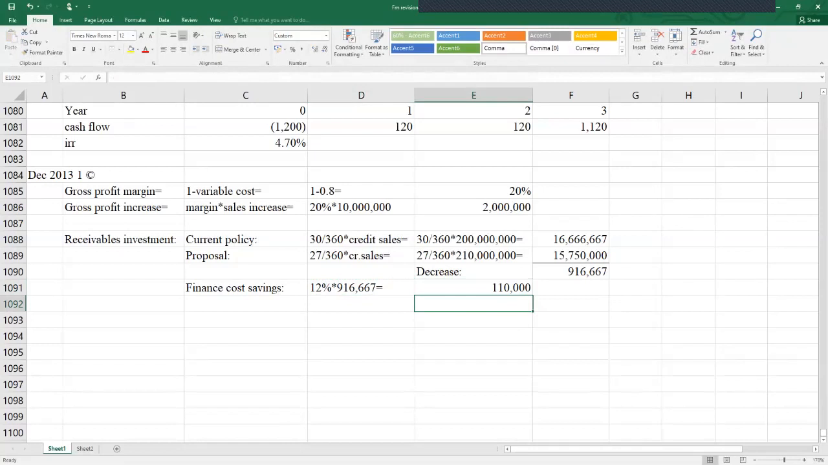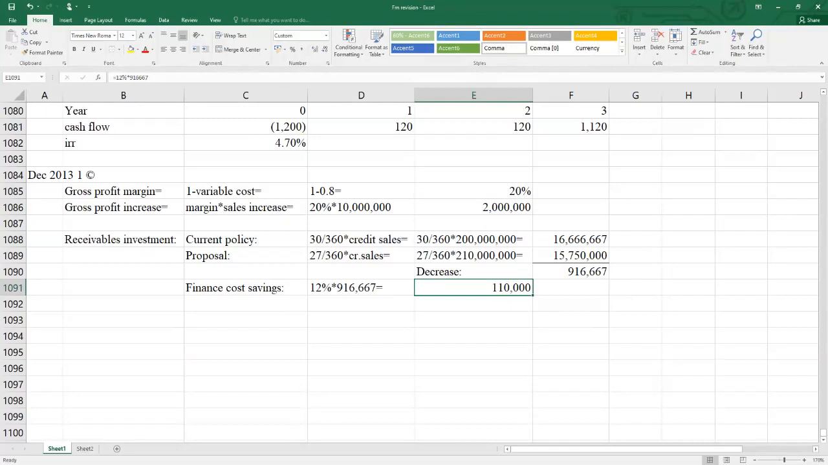So from this point, we saw the company is making profit. Gross profit is increasing by 2 million per year, plus the finance cost saving. However, don't forget you're giving the customer a discount. So for you to implement this proposal, you're giving your customer a discount, and the discount you're going to give to your customer is an expense to the company.